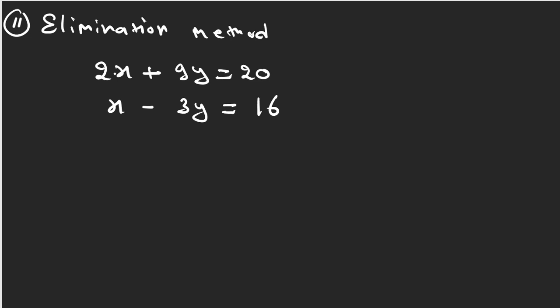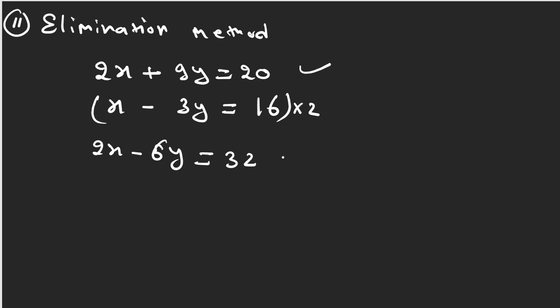So see, here we have 2x, here also we need 2x. So we can multiply this whole equation by 2. Or here we have 9y, here also we need 9y, so we can multiply this whole equation by 3. Anything we can do, no issue. So actually we are going to change this into 2x. When we multiply by 2, it will become 2x minus 6y. We have to multiply the whole equation, is equal to 32.